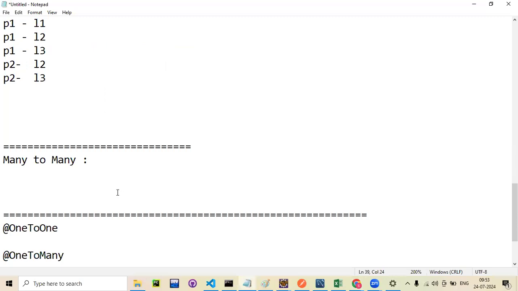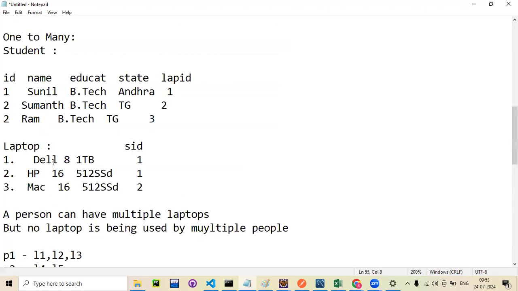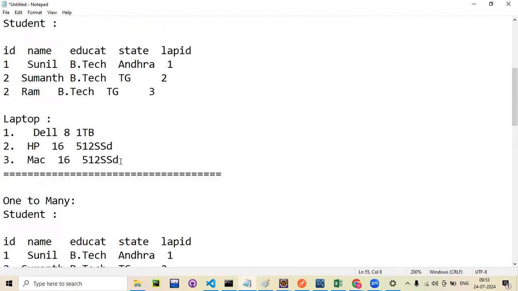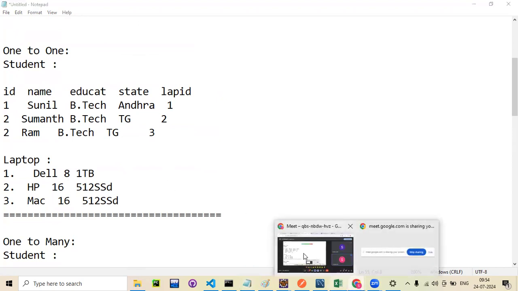So in the many-to-many mapping, the JPA framework will create a new table under the name of student underscore laptop. In one-to-many, in the laptop table it will have a new foreign key column, student ID. In one-to-one, we have a foreign key column at the student level. So this is clear.